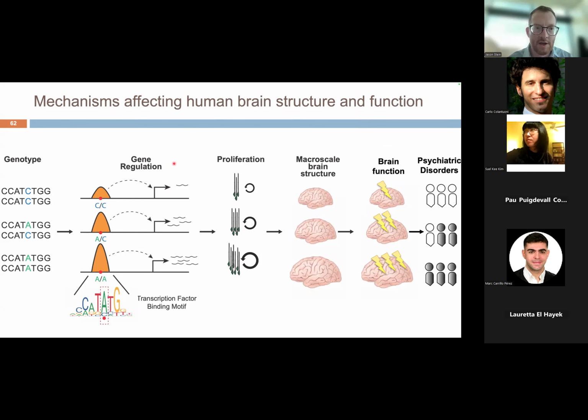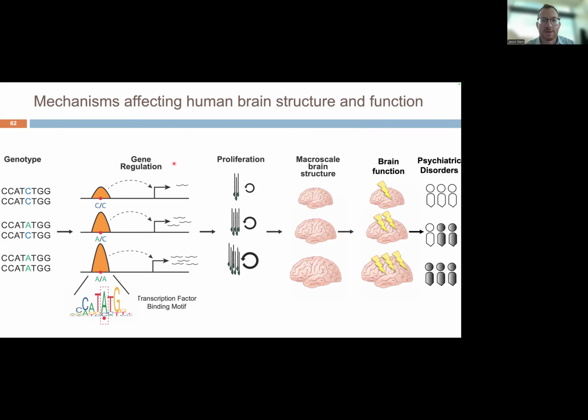We do this using endogenous variation that exists in populations of cells, inducing variation through multiplex parallel reporter assays, as well as generating induced pluripotent stem cells to study organoid fidelity. So hopefully, using all of these different techniques, we'll be able to understand the mechanisms leading to differences in brain size and ultimately risk for psychiatric disorders.